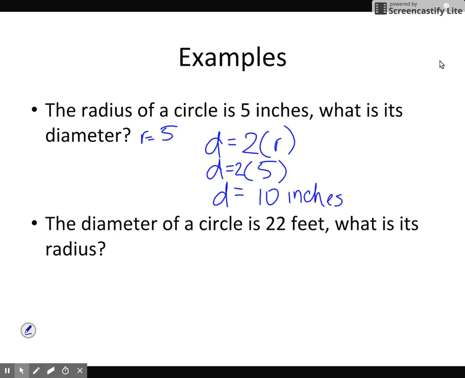The next example asks us to find the radius of a circle whose diameter is 22 feet. So, once again, we know diameter equals 2 times r. But this time we have to find the radius. So, let's plug in what we know. Diameter is 22 feet equals 2r. Divide both sides by 2. R equals 11 feet.